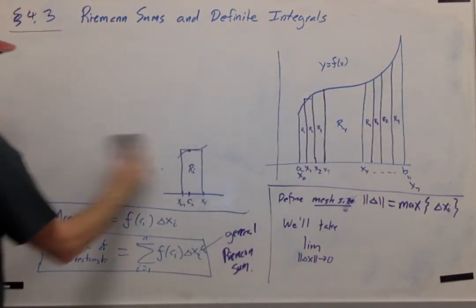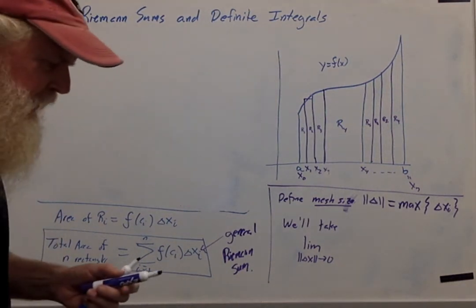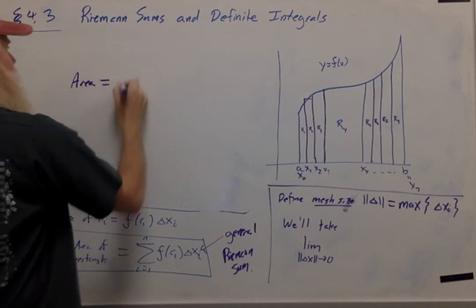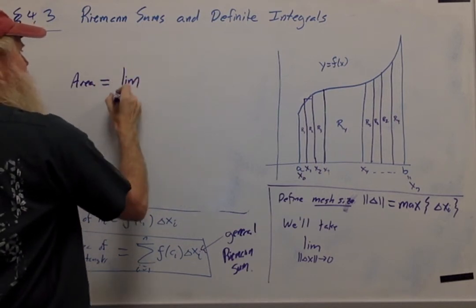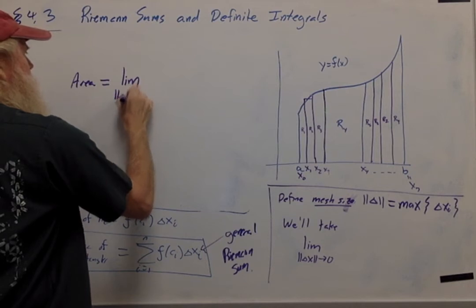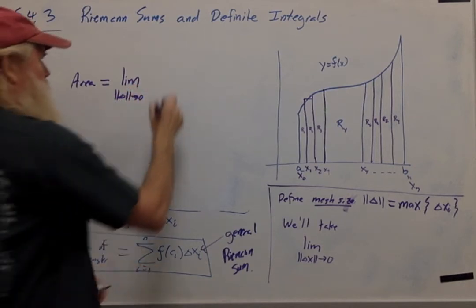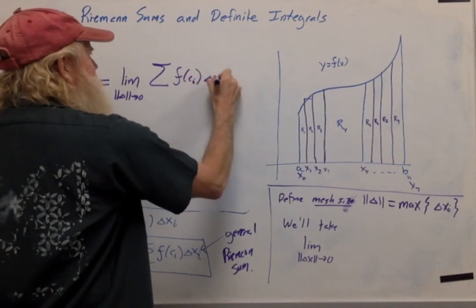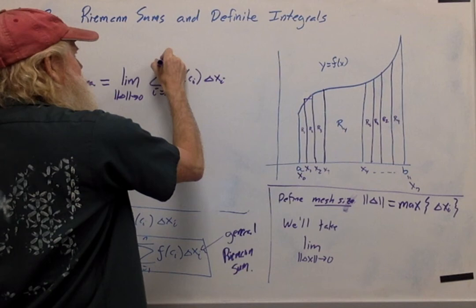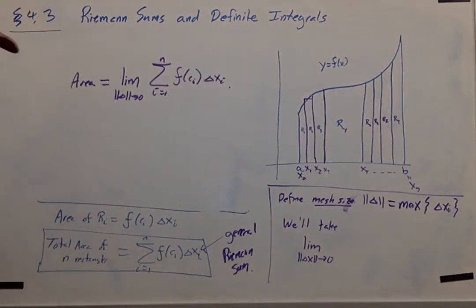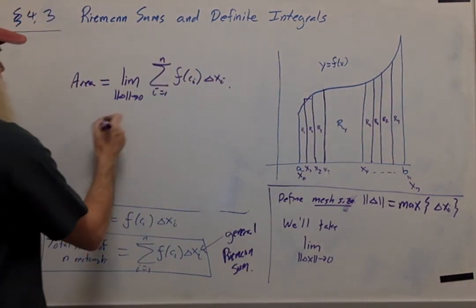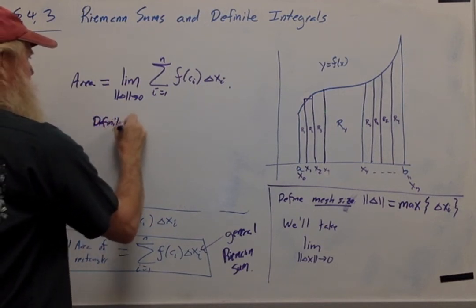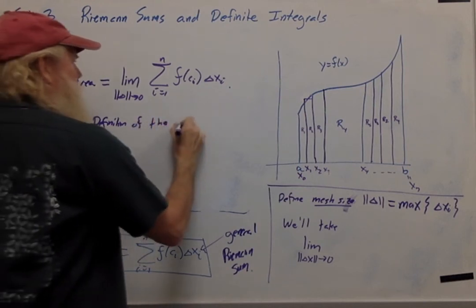And now with all of that, we can write down our formula for the area. The area will now be the limit as the mesh size goes to 0 of the Riemann sum, the sum of f of c sub i times delta x sub i, i equals 1 to n. And this is known as the definition of the definite integral.